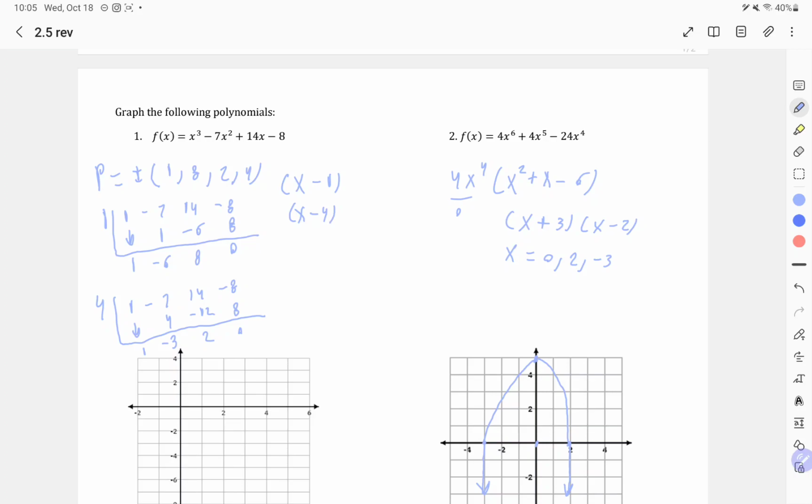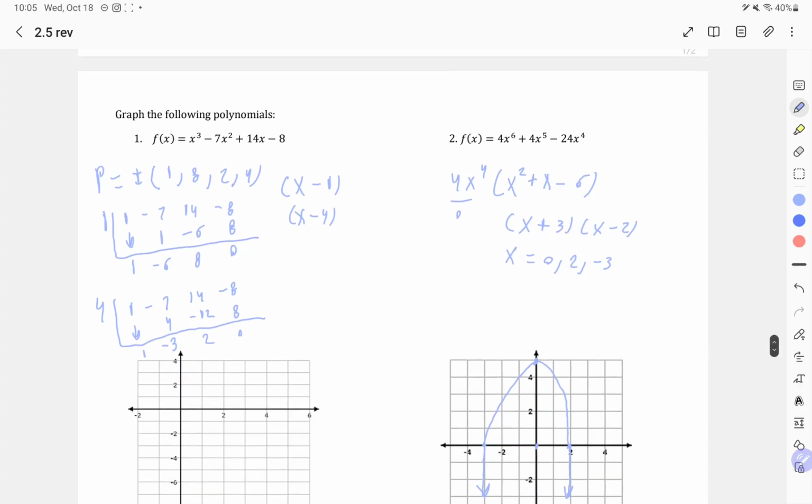Alright. I got literally just two left, so let's just do two. No negatives. 1, negative 7, 14, negative 8.